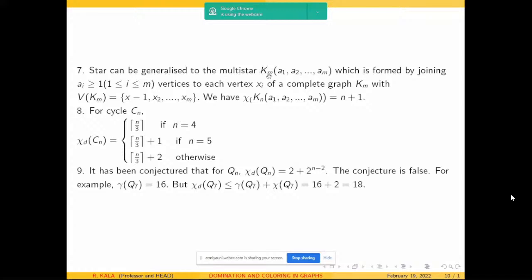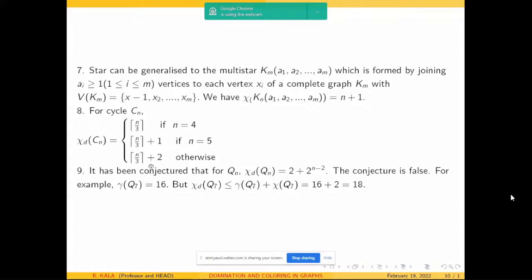Okay. So if you look at a multi-star formed by joining pendant vertices to every vertex of a complete graph Kn, then for that, if you take chi d of K_n(A1, A2, etc.), actually it has to be n plus 1. Okay. So in order to color Kn itself, I need n colors. And for all the pendant vertices, I need 1 color. So the chromatic number is n plus 1, and chi d is also the same thing, n plus 1. The chromatic coloring itself will be a dominator coloring. And this is for a cycle.